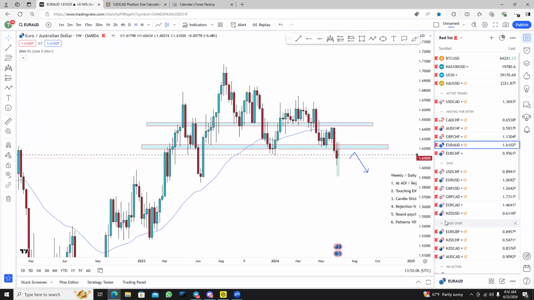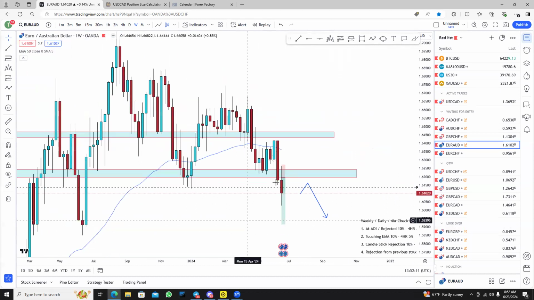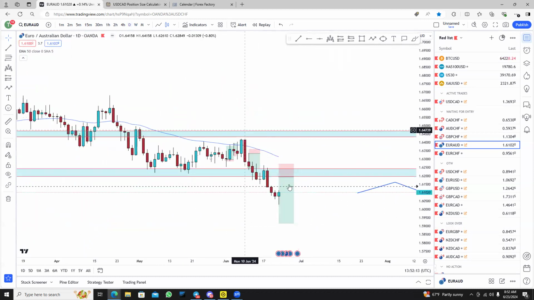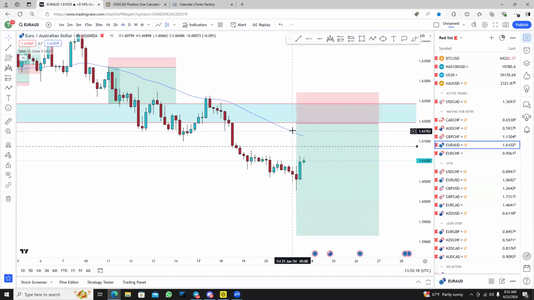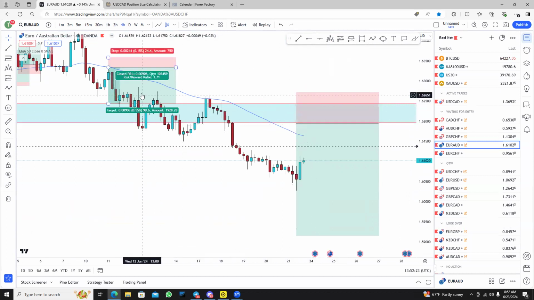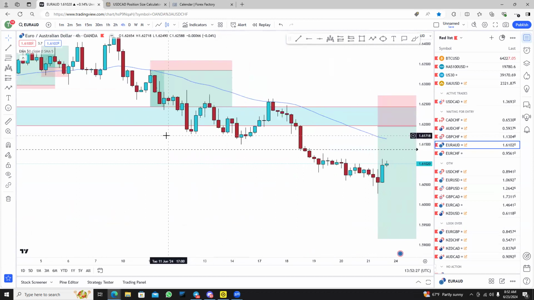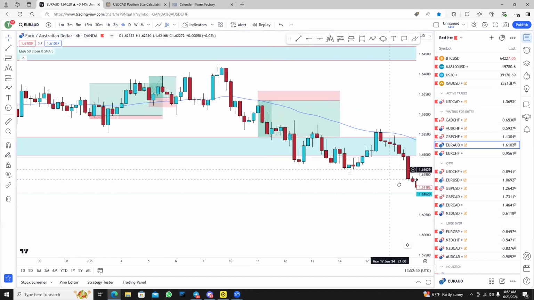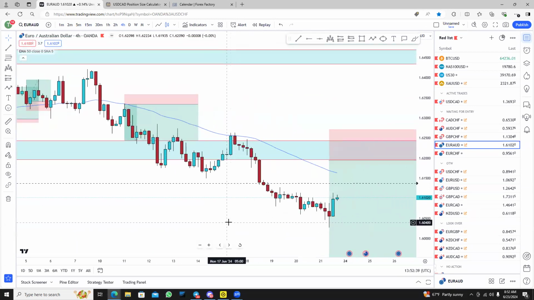Euro, super simple. Bearish, daily bearish, 4-hour bearish. Coming back up to retest the 4-hour EMA, weekly area of interest. This is the neckline of an inverted head and shoulders. Not really, kind of. Depends on how you look at it, I guess. It's not very pretty at all, actually.